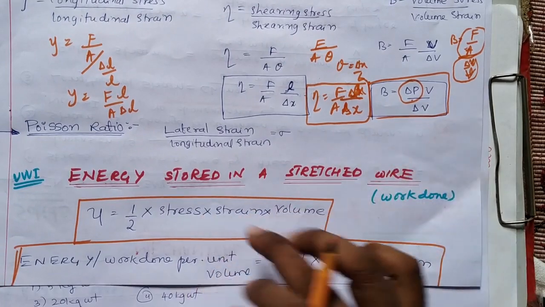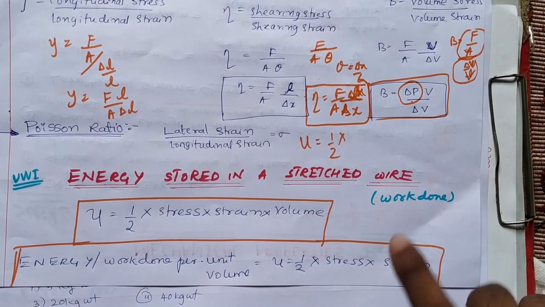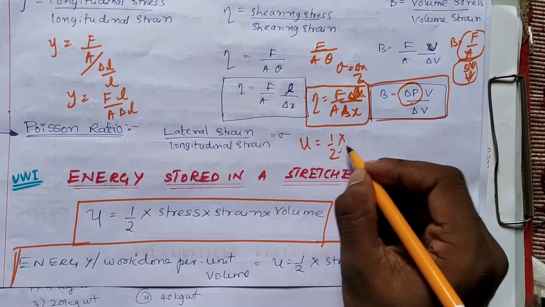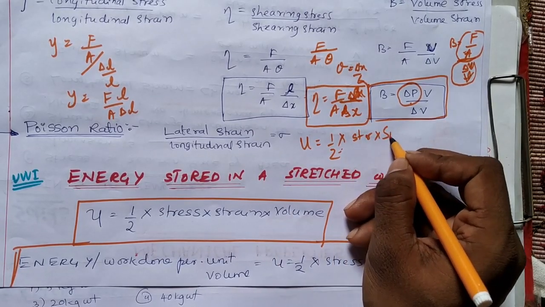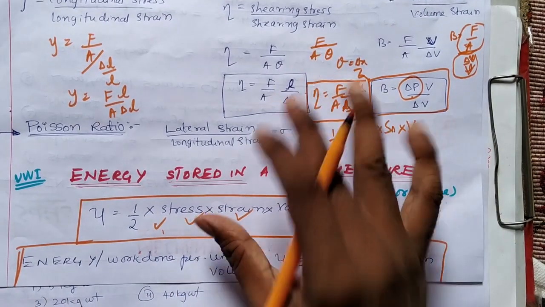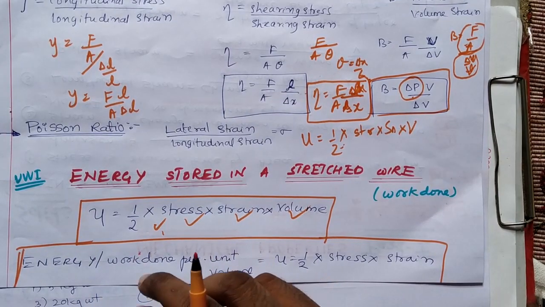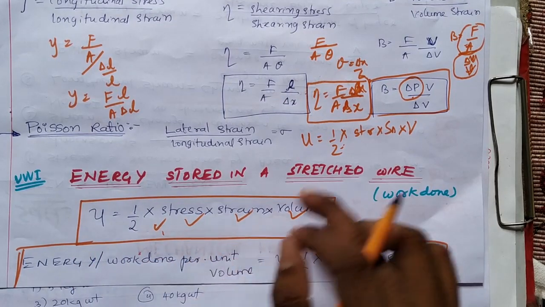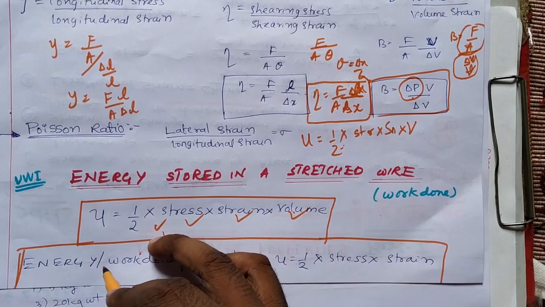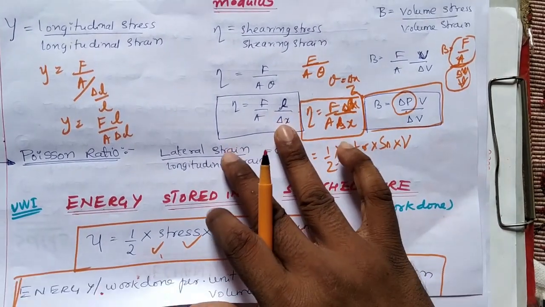Next, energy stored in a stretched wire is usually given by half. Energy stored in a stretched wire is also called mechanical energy or potential energy or work done. It is given by half into stress into strain into volume. Suppose energy by volume, or work done by volume, potential energy by volume is asked. Divide this energy by volume, and you will get the equation half into stress into strain. This volume goes in the denominator, so you will get the answer like this. Here completes the synopsis.